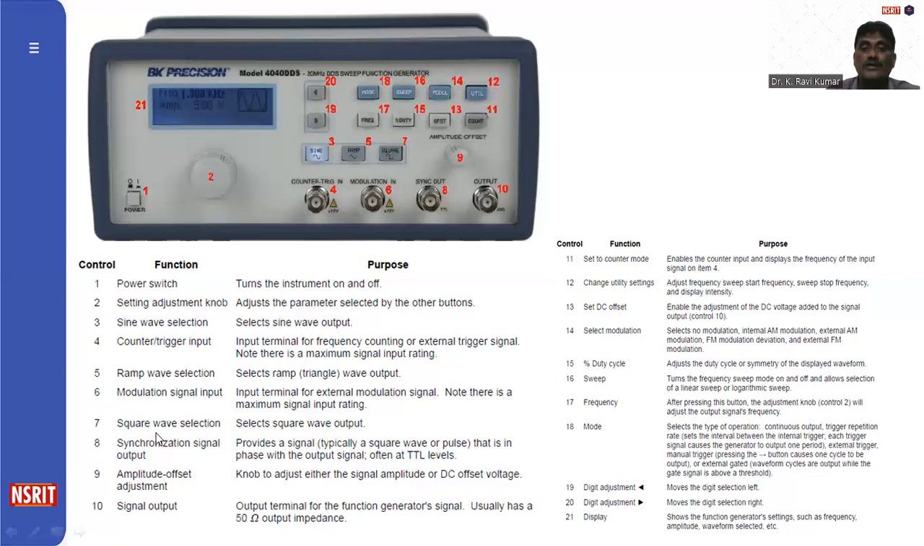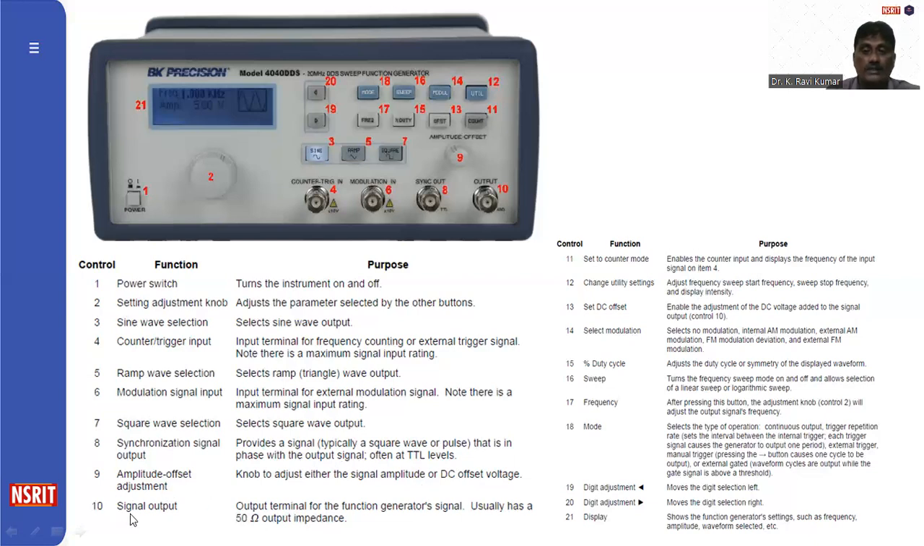The seventh one is square wave selection. When we press this button, we will get the square wave on the display. The eighth one is synchronization signal output. It provides a signal that is in phase with the output signal, often using transistor logic levels. The ninth one is amplitude offset volt adjustment. This knob is used to adjust either the signal amplitude or the DC offset voltage.